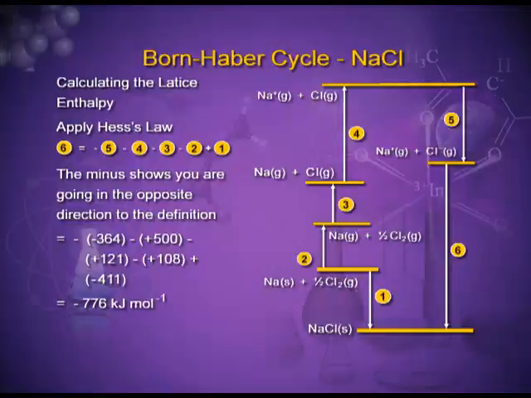Let's see this. 6 is equals to minus 5, minus 4, minus 3, minus 2, plus 1. The minus sign shows you are going in the opposite direction to the definition. The values are put up with the sign and the overall enthalpy is calculated as minus 776 kilojoules per mole.